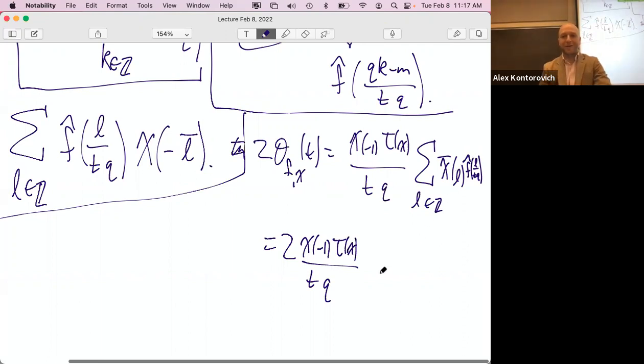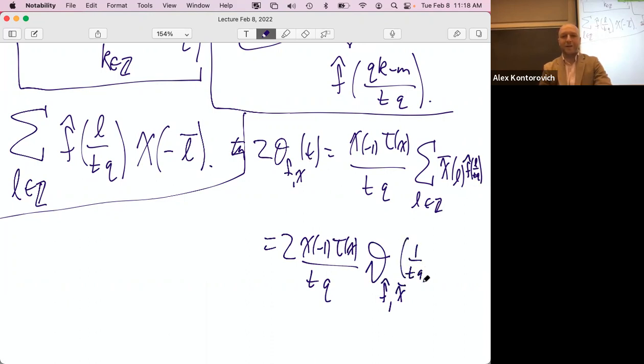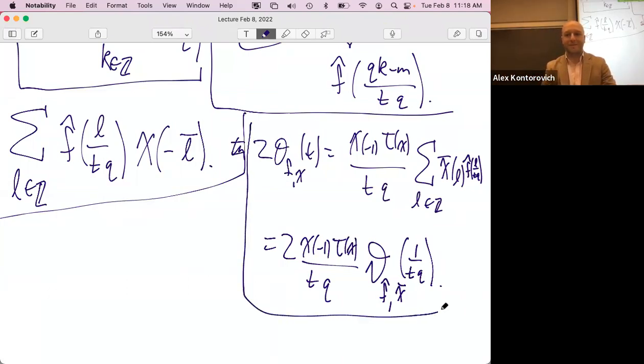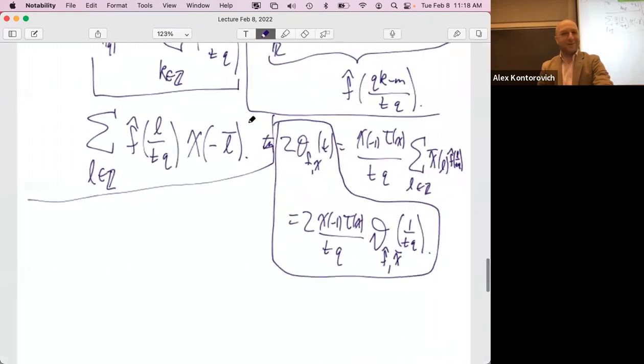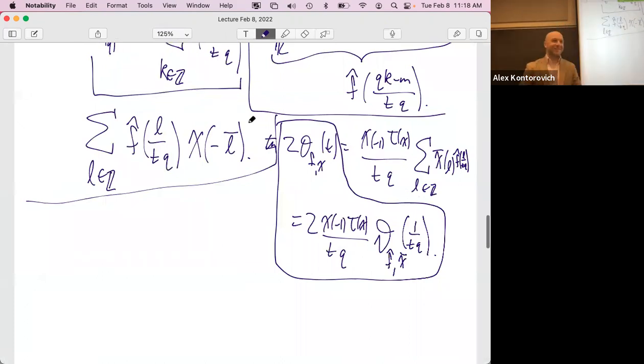Very important. So the point is, this is theta of F hat chi bar, not at T, but at 1 over TQ. That's the functional equation for the theta function. This is where you get the functional equation for L functions in general, and the same for the zeta function. It's all Poisson summation, as Tate taught us.